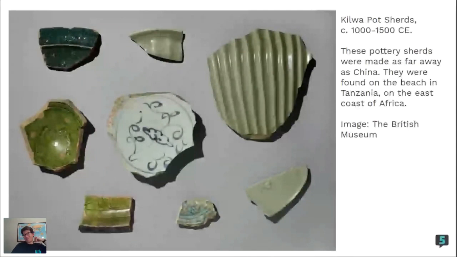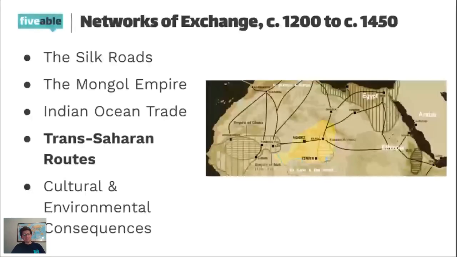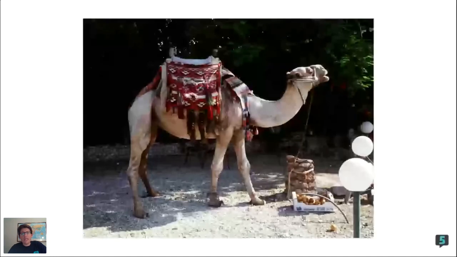Trans-Saharan routes. Not going to spend a ton of time on these. Silk Roads, Indian Ocean, the Trans-Saharan routes across North Africa are also very important. Trade was helped across the Sahara by existing technologies, particularly the camel saddle and caravans that would move across the Sahara Desert, making connections in trade, particularly increasing volume through the time period.